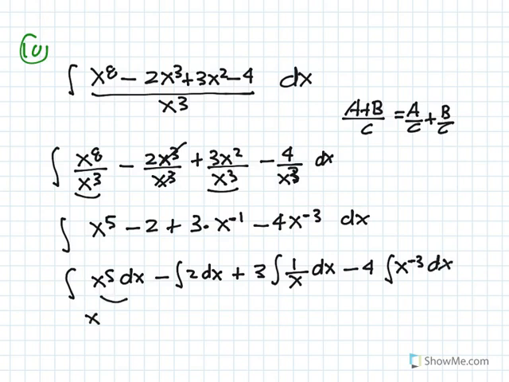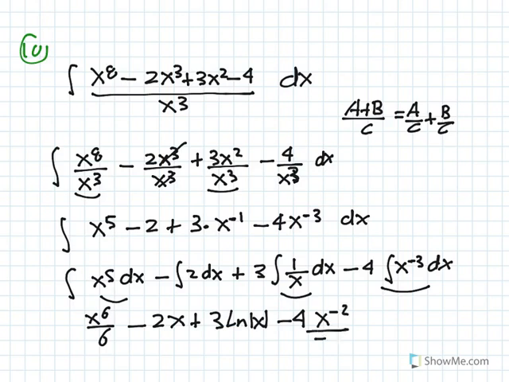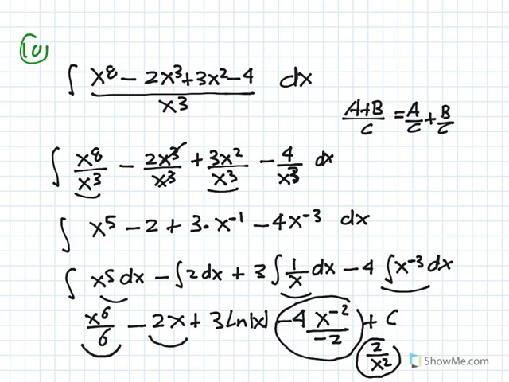Reversing the power rule, we get x to the 6 over 6 minus 2x plus antiderivative of 1 over x is log absolute value of x. And reversing the power rule, integral of x to the minus 3 is going to be x to the minus 3 plus 1, which is minus 2, over minus 2, plus c. And we can simplify this a little bit more. That's going to be 2 over x squared, if you were to simplify that. All right, so the whole result is x to the 6 over 6 minus 2x plus 3 log absolute value of x plus 2 over x squared plus c. All right, thanks.